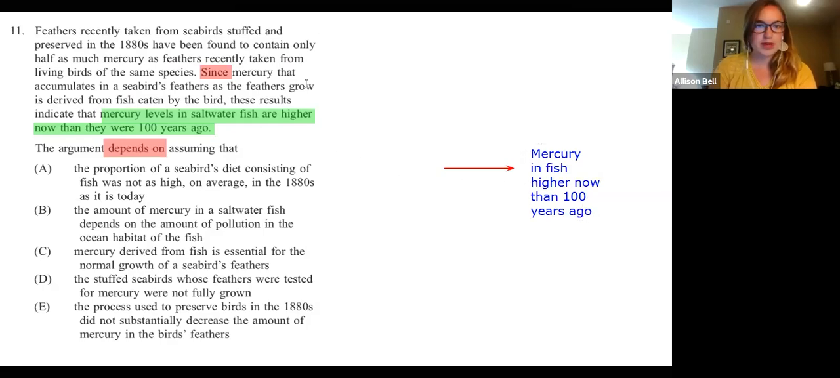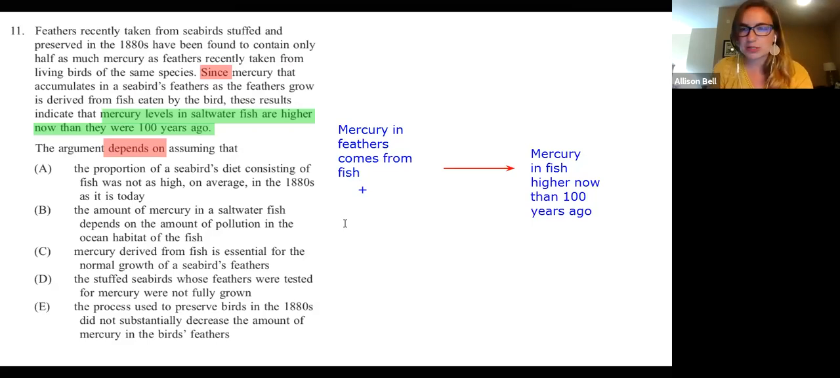And the support that we have for that is going to come from that since part. We've got the mercury that accumulates in their feathers as the feathers grow comes from the fish that they eat. So mercury in feathers comes from the fish. And then I look back to see if there's any support elsewhere in the argument. I also see the feathers recently taken from seabirds, stuffed and preserved in the 1880s, have half as much mercury as living birds of the same species. I want to be really careful about that comparison. Who's got less and who's got more?